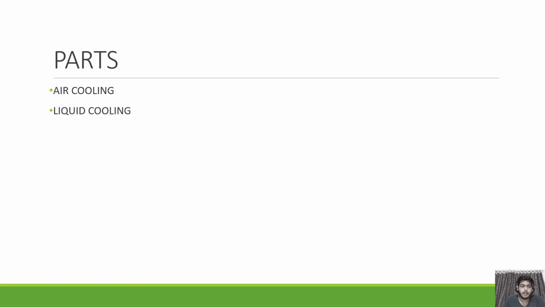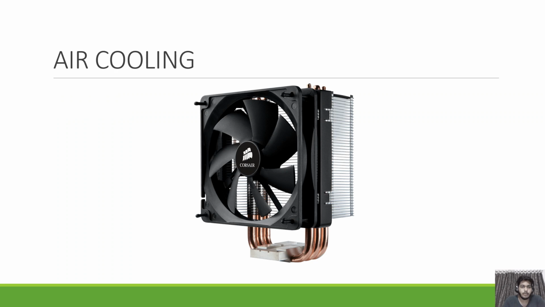In this video, we are learning about the CPU cooling system. There are two parts basically to cool the CPU. The first one is the air cooling system, and the second one is the liquid cooling system. The air cooling system looks like this. In this particular cooling system, we use air to cool down the system.